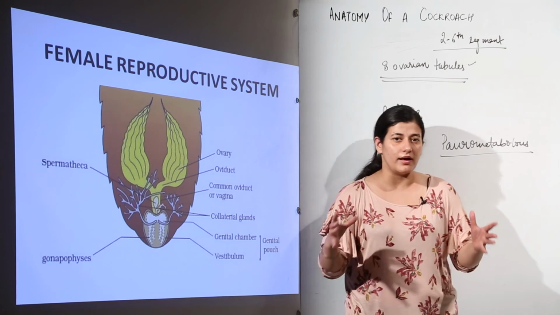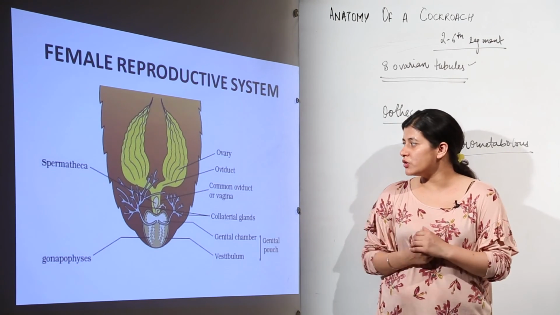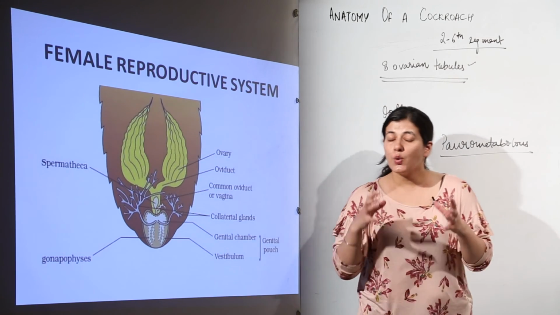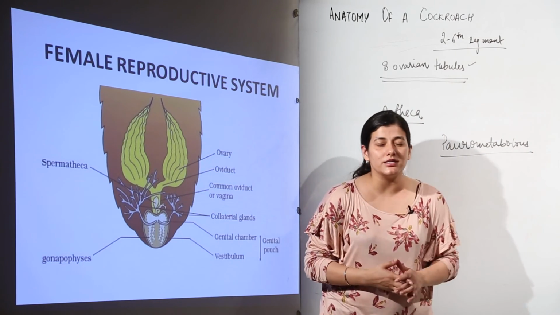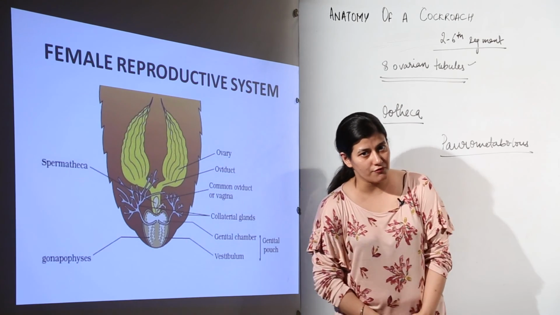So this is all about the reproductive system of cockroach that you need to know. You need to know the glands which are present, you need to know the function of the glands, where the gametes would be stored temporarily, how they would be released, and where the fertilization would take place, and how a new cockroach would be formed.